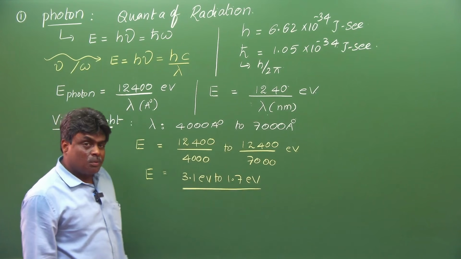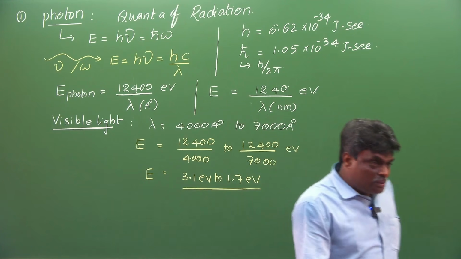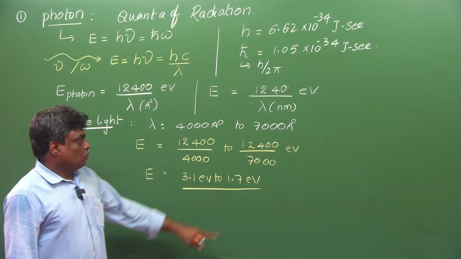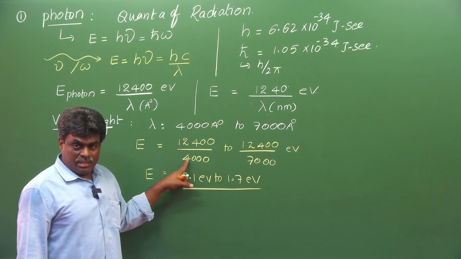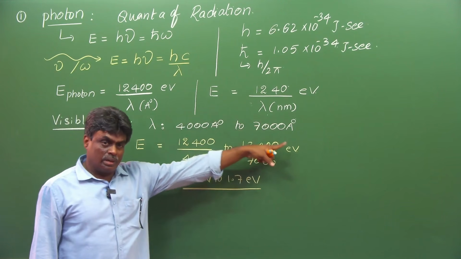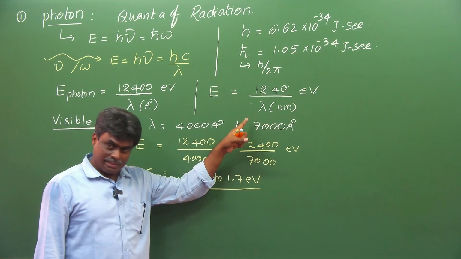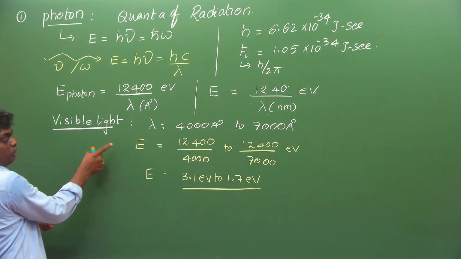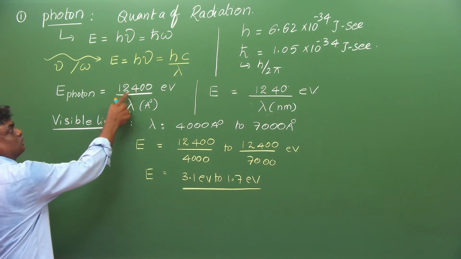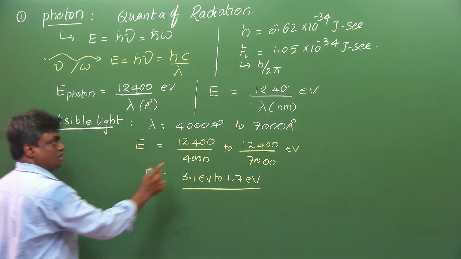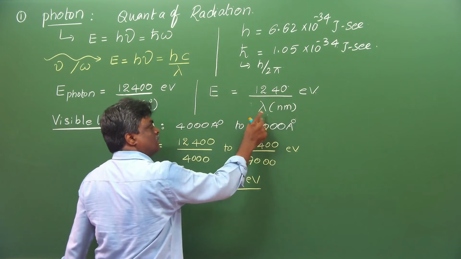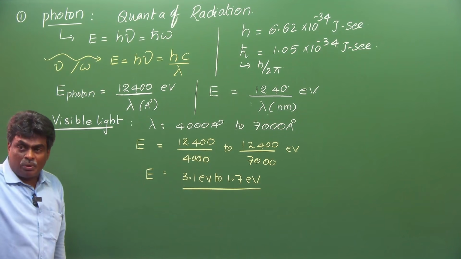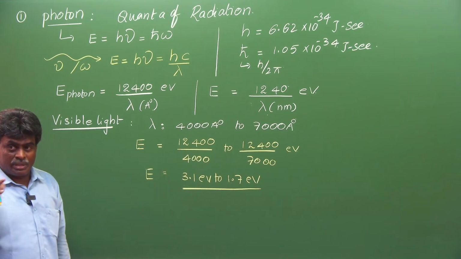If anybody asks what is the range of the energy spectrum of visible light, from where to where? More wavelength, less energy; less wavelength, more energy. Violet to red. Clear? Good. So this is a small example of how to calculate the energy of the photon. The energy of the photon is given by 12,400 by lambda in angstroms, or 1240 by lambda in nanometers. If you are not saying it, you won't remember. You have to say it, otherwise you won't remember.